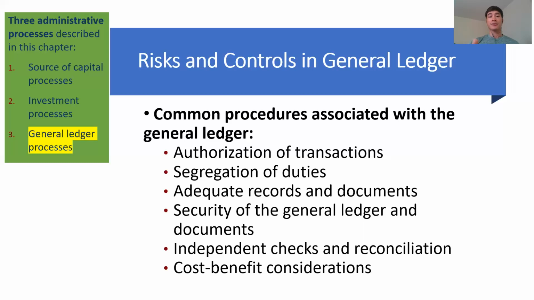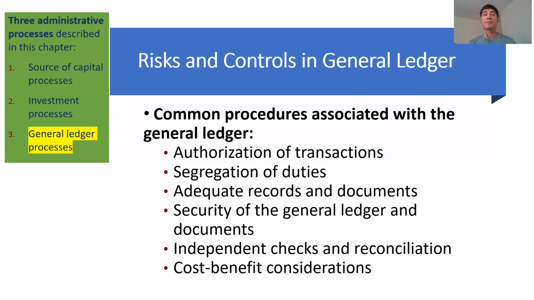Number four, security of the general ledger and documents. IT accounting systems protect record access in different ways. For electronic file images, access can be limited through the proper use of user IDs, passwords, and resource authorization tables. These general controls establish which employees have access to specific records.